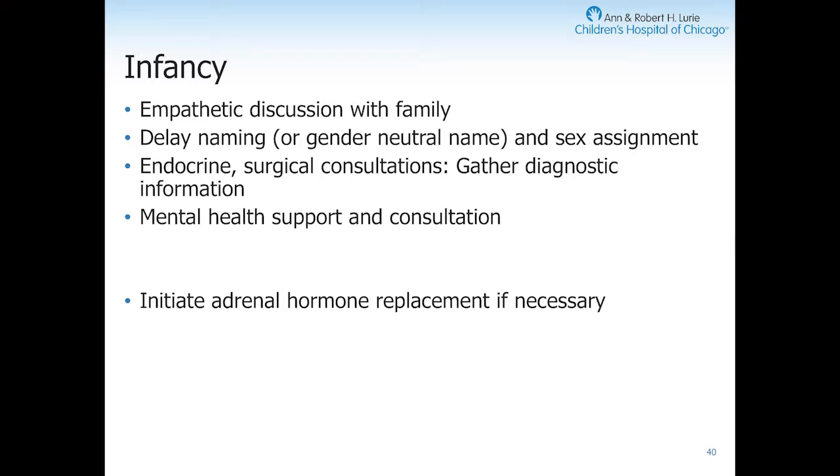They typically need endocrine and surgical consultations. We have to gather all this information. Mental health support and consultation is really very, very helpful. It's really essential, I think. We often need some information or some consultation from a genetic counselor, a geneticist. A lot of times there isn't an actual medical emergency at birth, except for in cases of adrenal insufficiency. And in that case, it is important that we start replacing certain adrenal hormones right away.